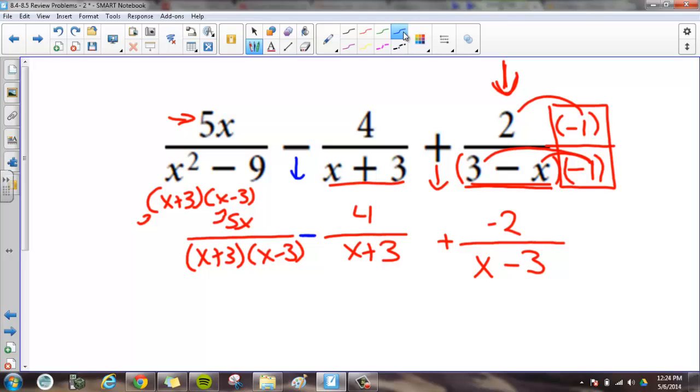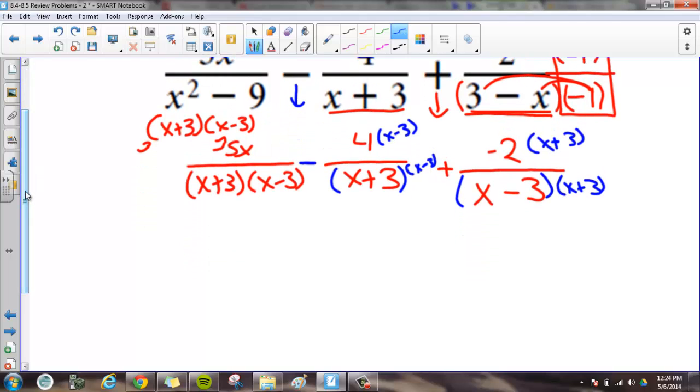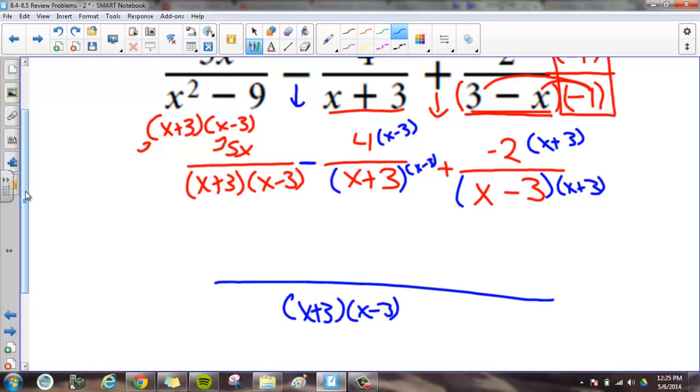Looks like we're all set to do that. This x plus 3 is missing the x minus 3 in the denominator, and this x minus 3 is missing the x plus 3. Okay. So we got a common denominator. That means we can write this with one nice big fraction bar. I have an x plus 3, x minus 3 on the bottom. And then we're going to focus on each part separately.